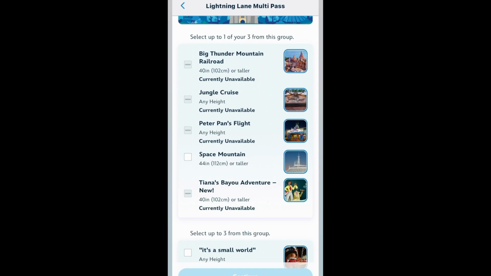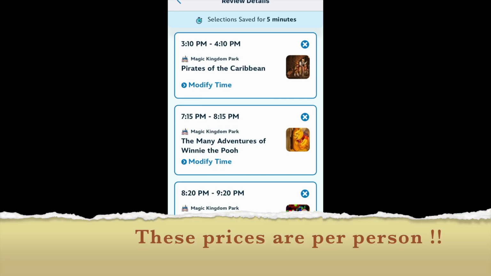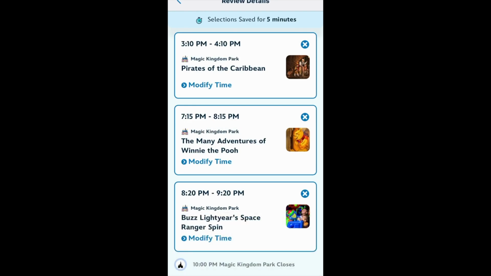So in the morning, we decided to choose 3 attractions. This was at 10:25 in the morning. And as you can see, some of them are even later in the day, so they're not always going to be available first thing in the morning. And again, these prices are per person. So the times do vary by time of day and what is available.